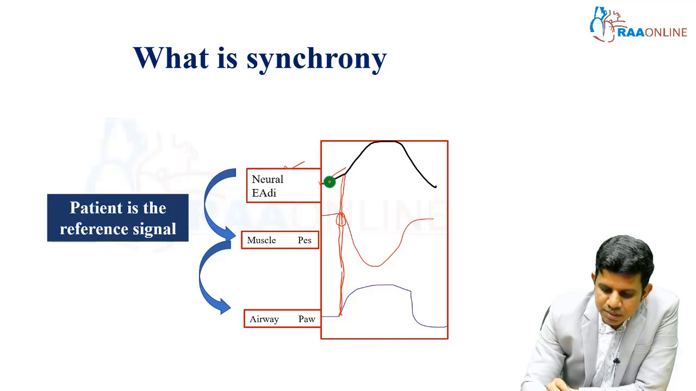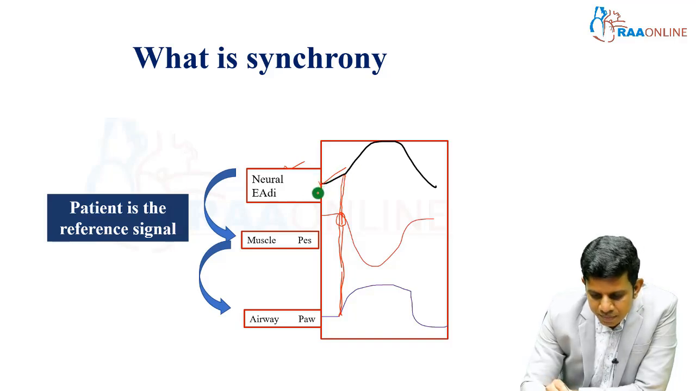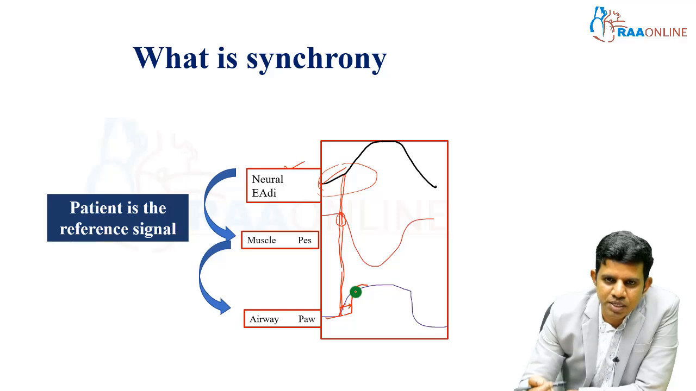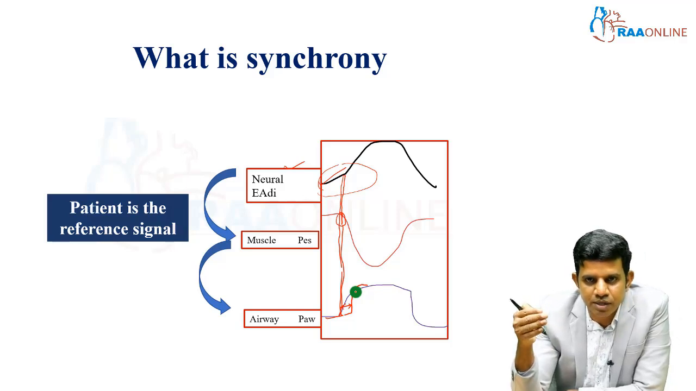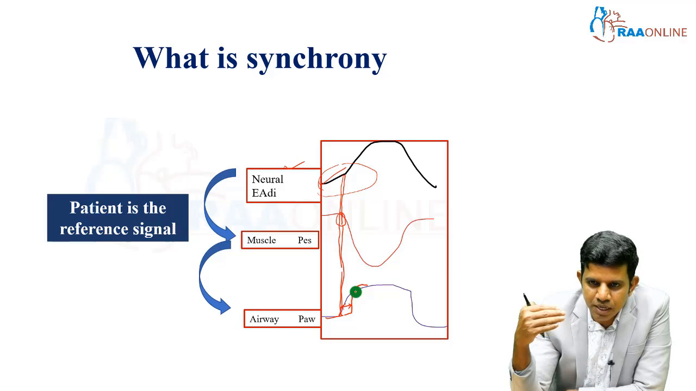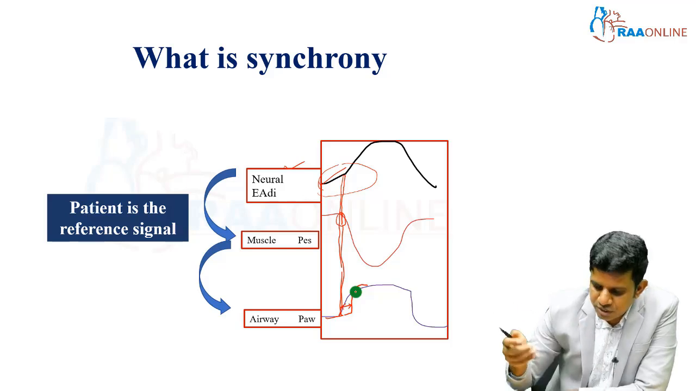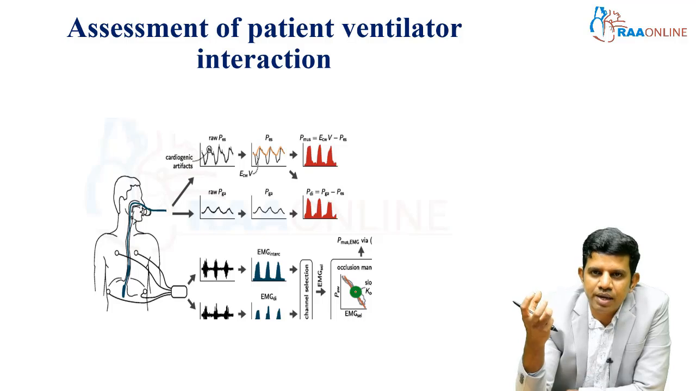For example, this is the patient who wants to give inspiration. At that time, the ventilator is not delivering a flow. It initiates the flow only here. A time delay occurs, which is called asynchrony. So basically, synchrony means the patient's respiratory effort and the ventilator's breath should be synchronous at the same time. Only then is it called synchrony. If there is any mismatch or inappropriate timing, where the ventilator breath comes before or after the patient's inspiratory effort, it is called asynchrony.